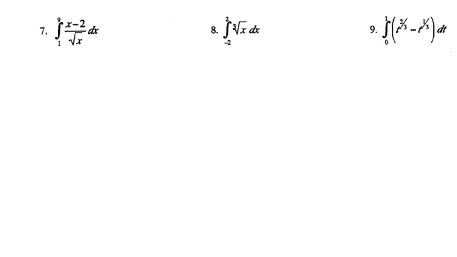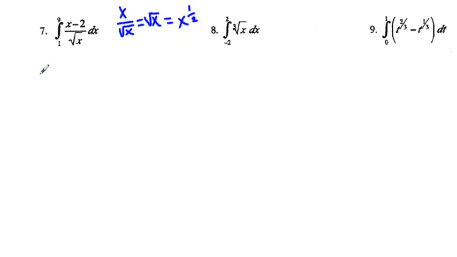Next and last problem we'll be working out is number 7. We have this integral from 1 to 9 of (x minus 2) over square root of x dx. And what I'm going to do is just explain something first. This x over square root of x is just going to be x to the first power divided by x to the 1/2 power. So that's going to be x, it's going to be square root of x, which equals x to the 1/2 power.